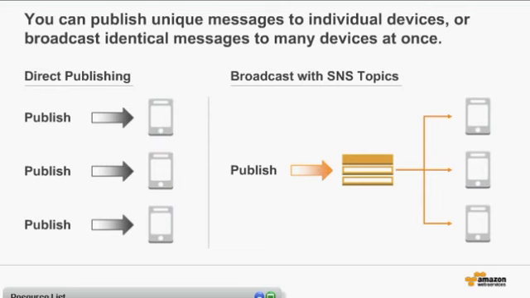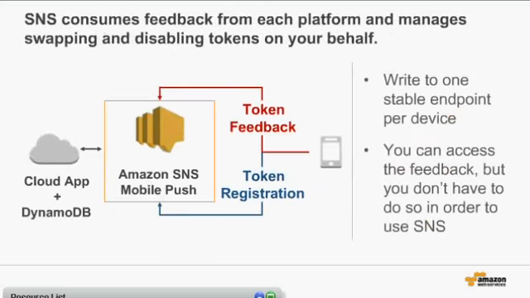You can publish unique messages to either individual devices, or you can broadcast identical messages such as adverts or new features or a new version of your application to many devices at once. So we call this direct publishing, where you publish a notification to a single server, or you can broadcast using SNS topics a single message to multiple devices. The good news is that SNS consumes all the feedback from each of the platforms and manages swapping and disabling the tokens on your behalf.